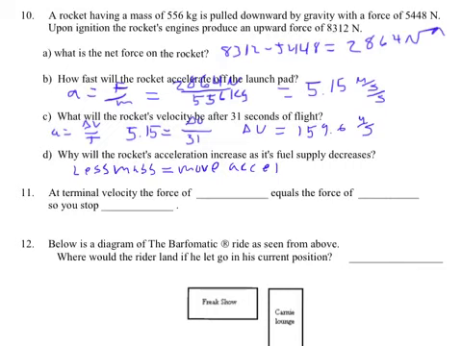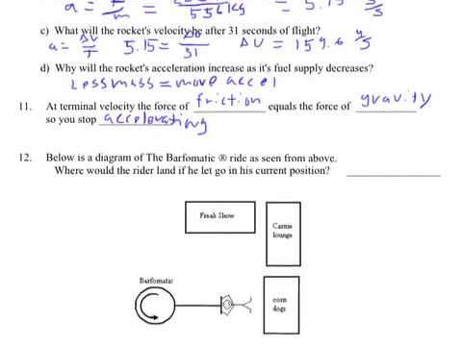At terminal velocity, the force of friction, which is pointing upward, equals the force of gravity, which is pointing downwards. It doesn't matter which order I put it here. So you stop accelerating. Since I didn't indicate direction here, it doesn't really matter which of these you put first. You can put gravity here and friction here. It doesn't really matter. Let's move along here.